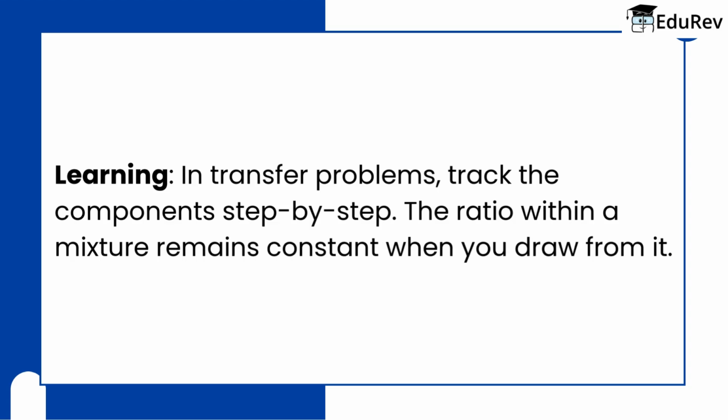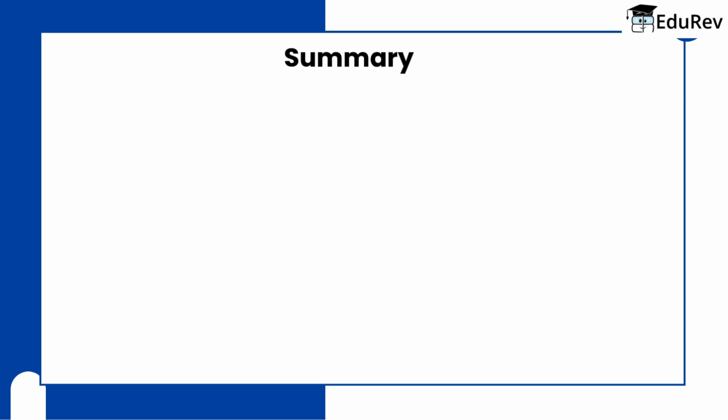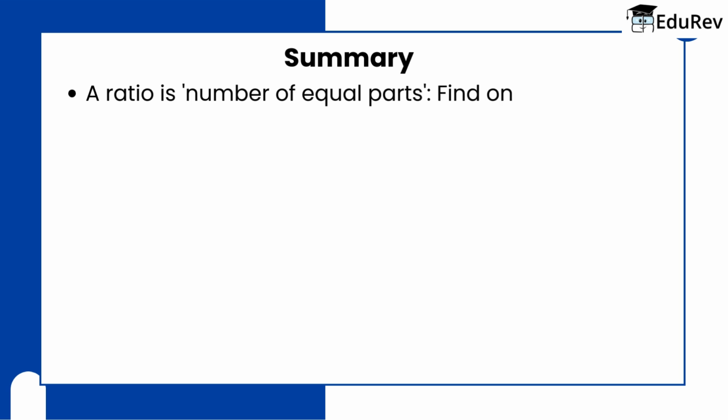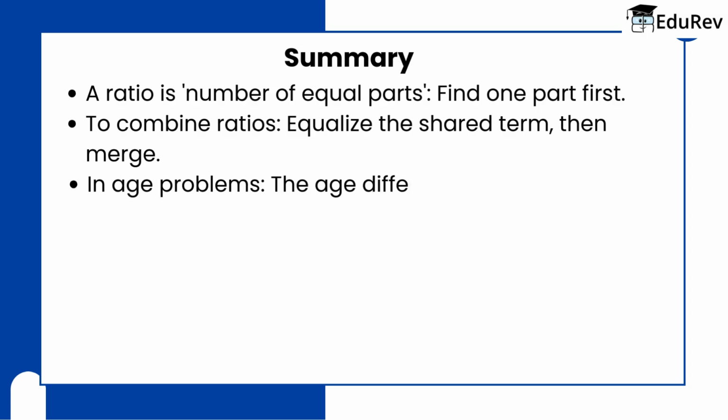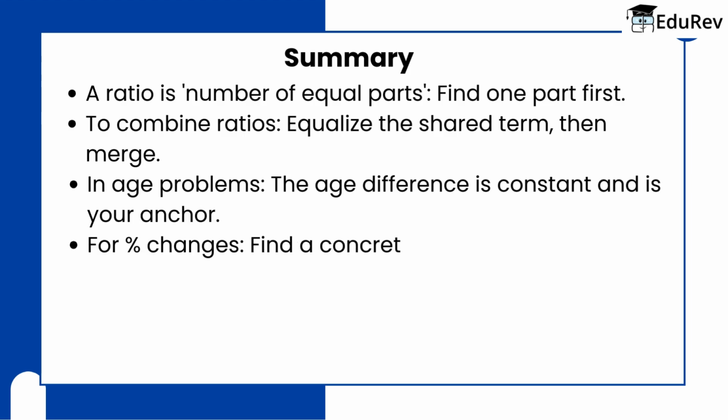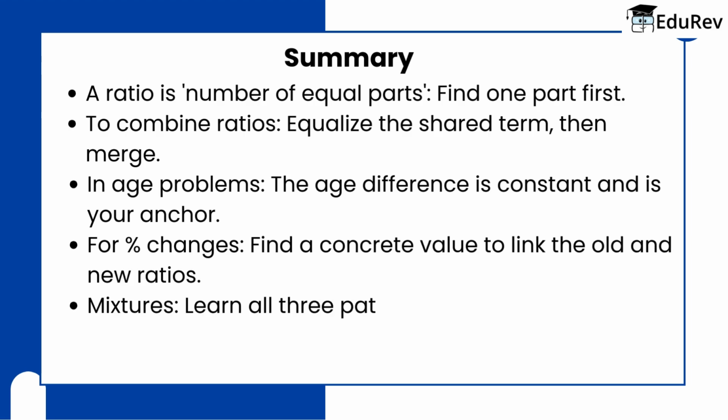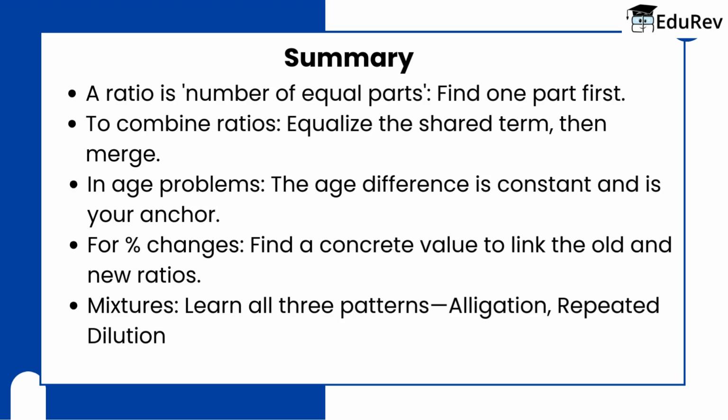So, to summarize what we learned today, a ratio is number of equal parts. Find one part first. To combine ratios, equalize the shared term, then merge. In age problems, the age difference is constant and is your anchor. For percent changes, find a concrete value to link the old and new ratios. Mixtures, learn all three patterns: alligation, repeated dilution, and sequential transfer.